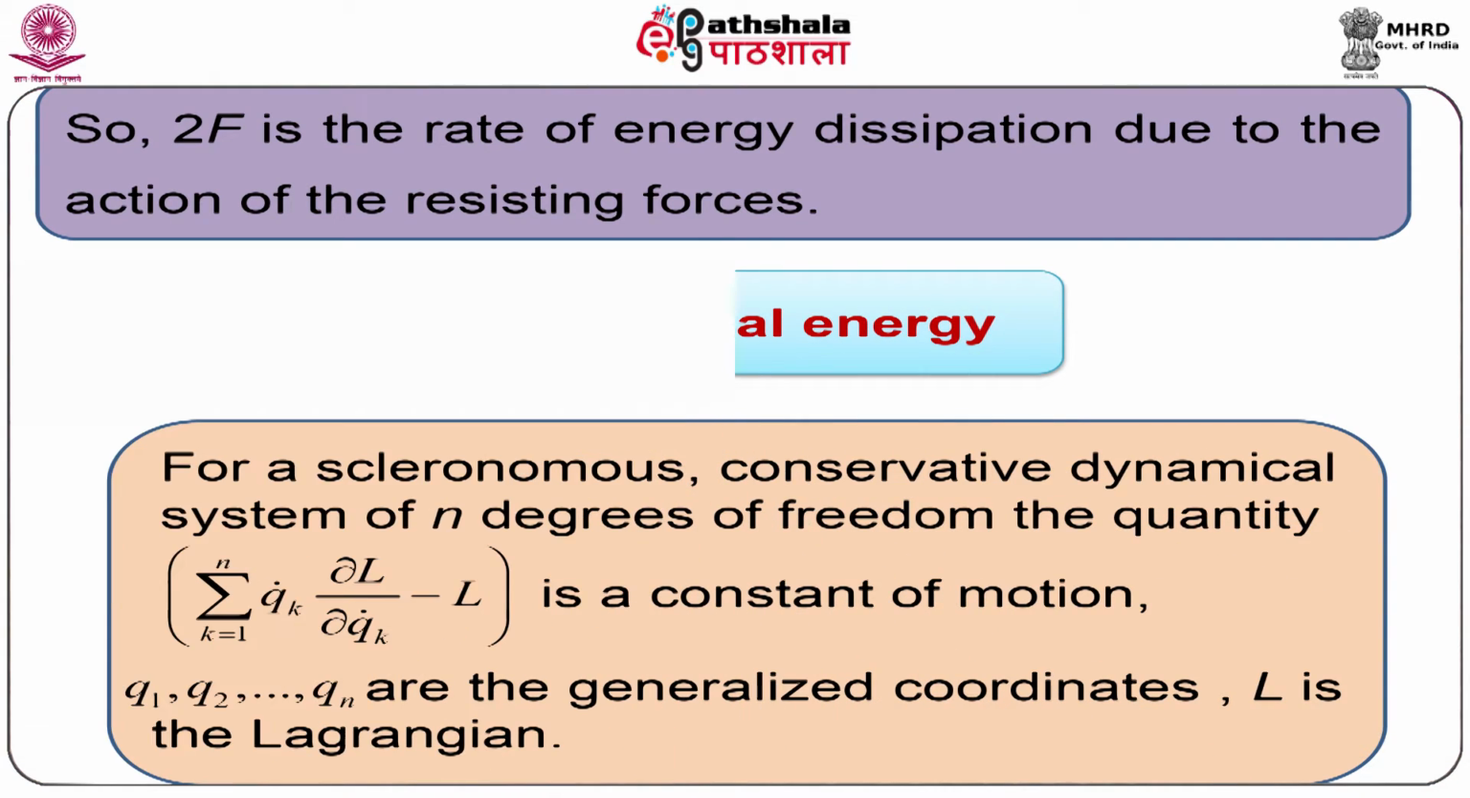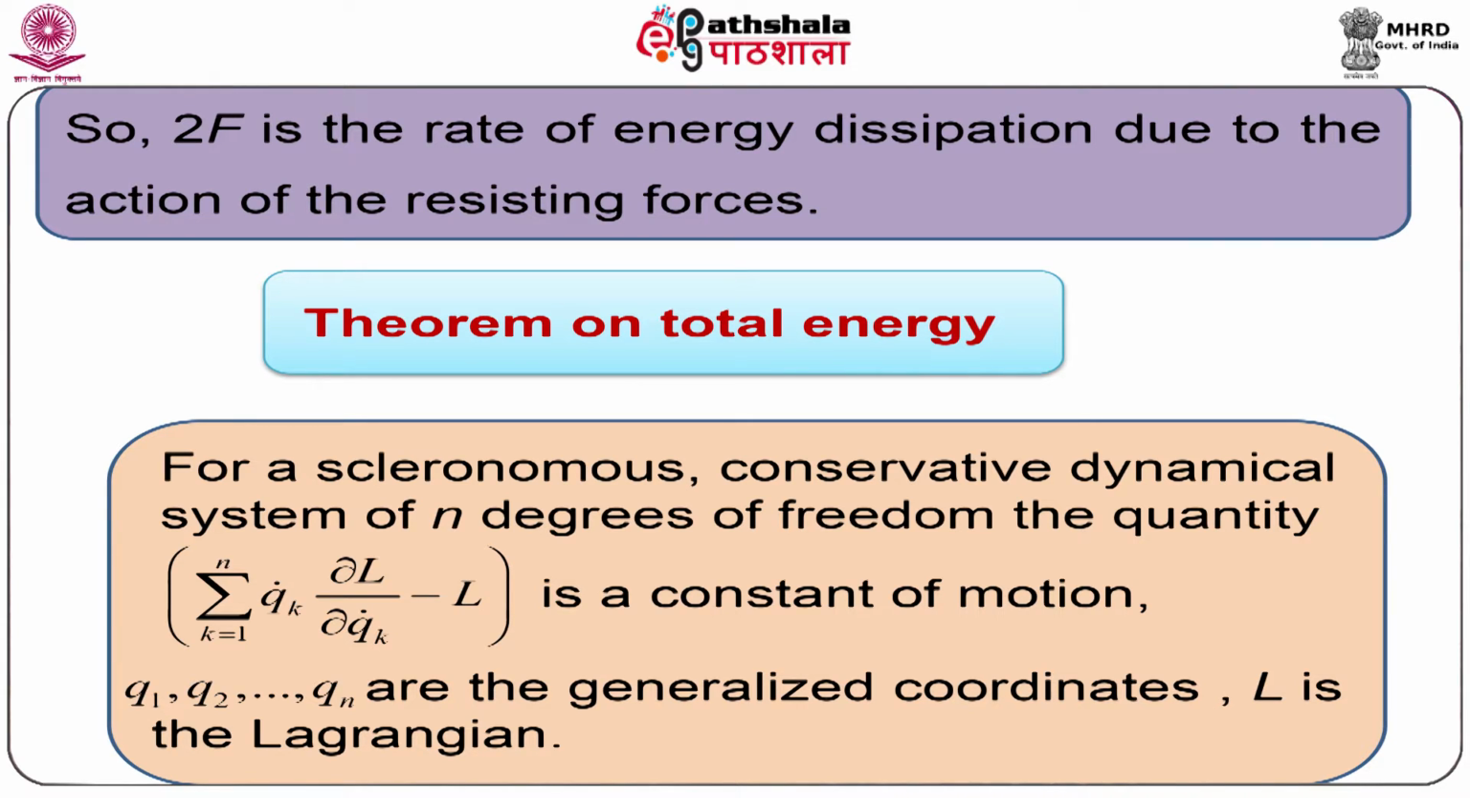Let us discuss the theorem on total energy. For a scleronomous conservative dynamical system of n degrees of freedom, the quantity summation over k qk dot into del L del qk dot minus L is a constant of motion, where q1, q2 up to qn are the generalized coordinates, L is the Lagrangian.